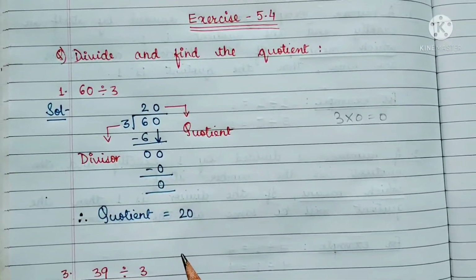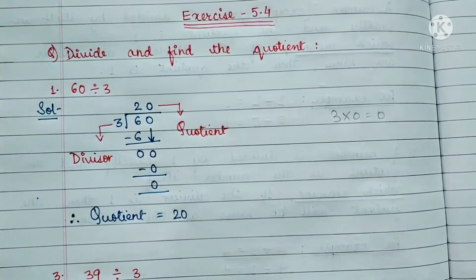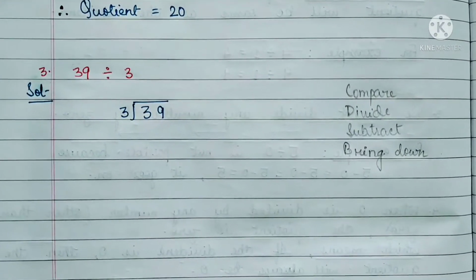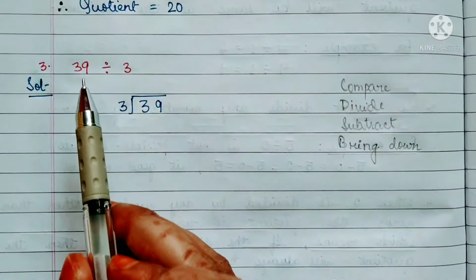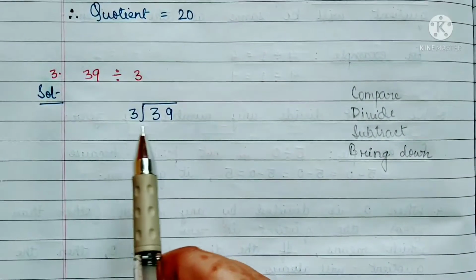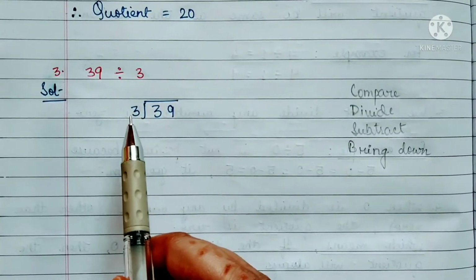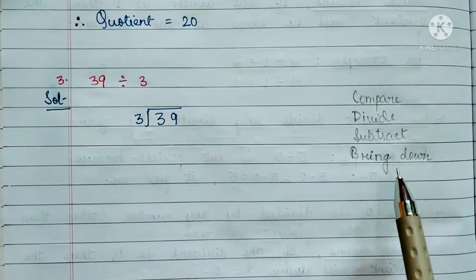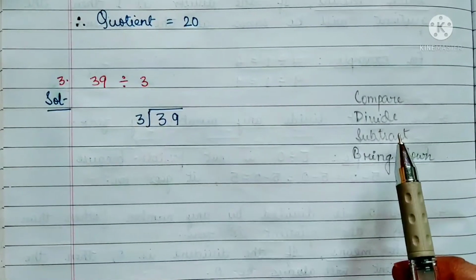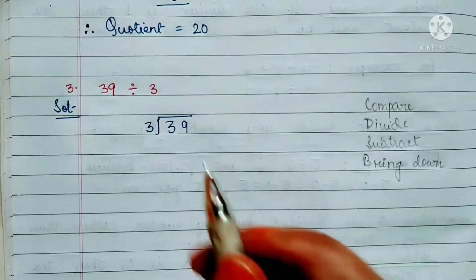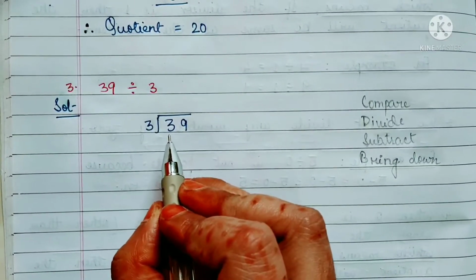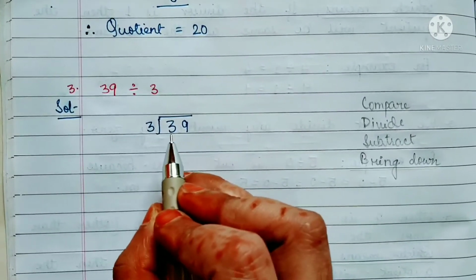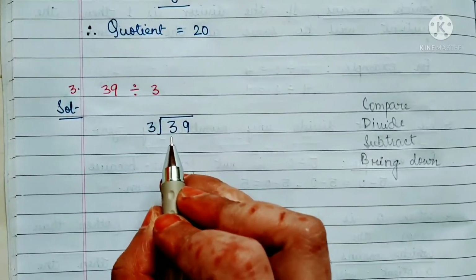Let's have a look at another example. Okay children, here I have written question number 3, that is 39 to be divided by 3. And I have written 39 in the division box and the divisor outside the box. Now we will divide. There are certain steps I have written on the right side. First we will compare, children. We'll start the division from the leftmost digit, that is the highest digit at the highest place. So here we have ones and tens place, so we'll start the division from tens place.